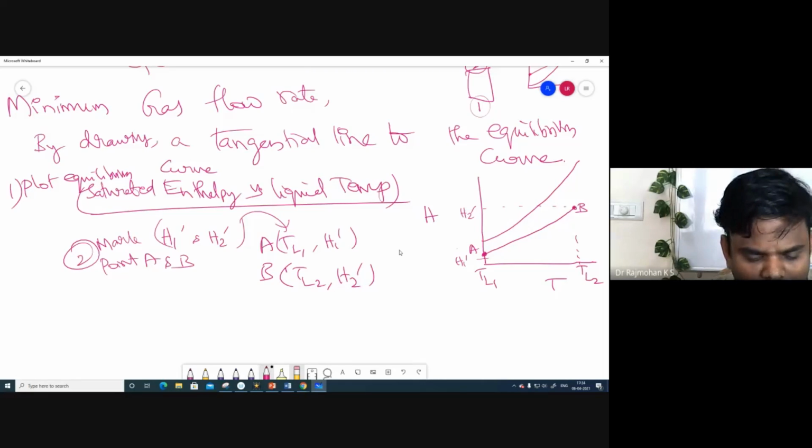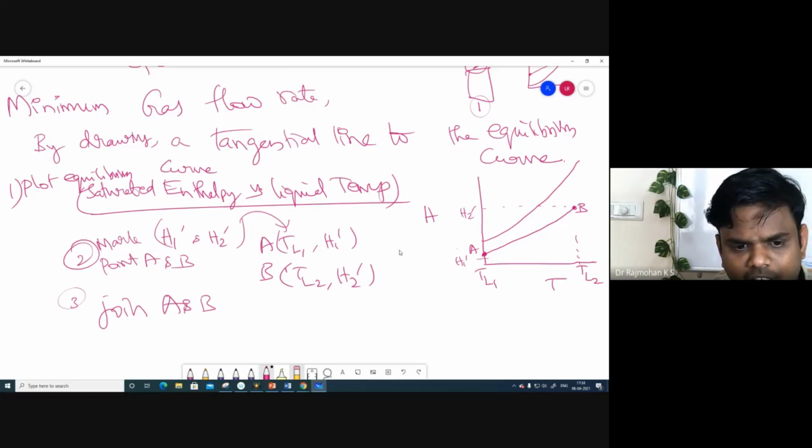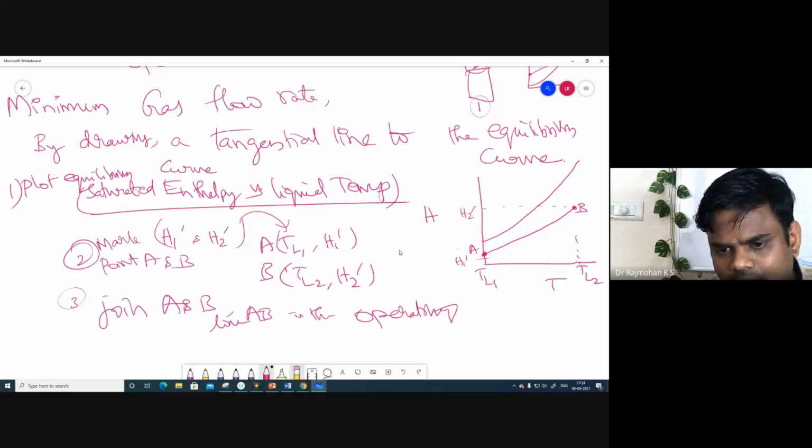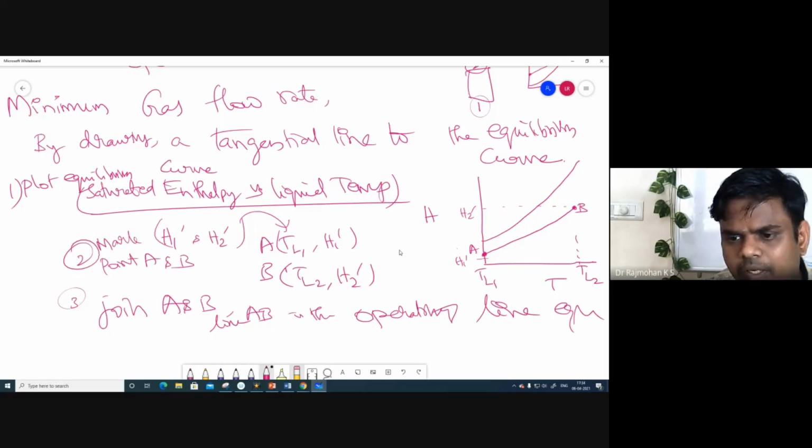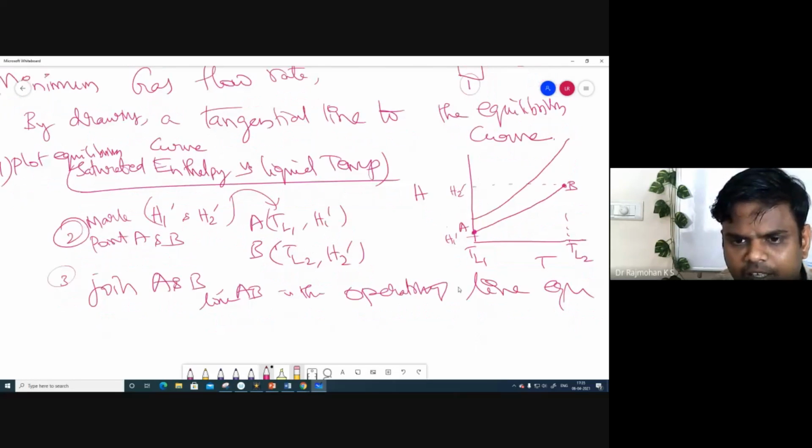We have to mark the points A and B. Then join A and B; line AB is the operating line. This is the operating line equation. So now we have the equilibrium line and the operating line.